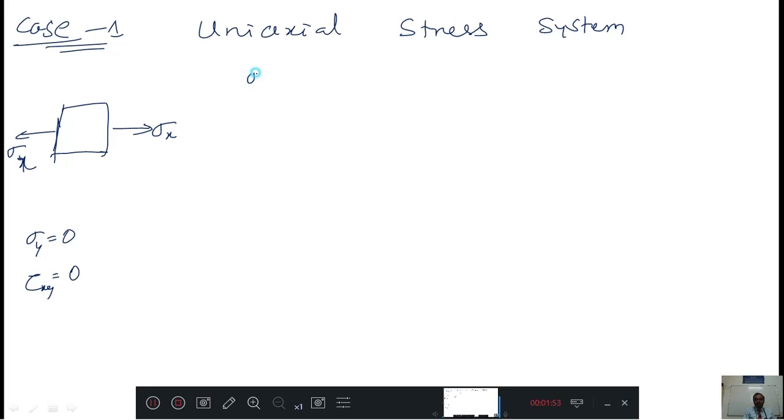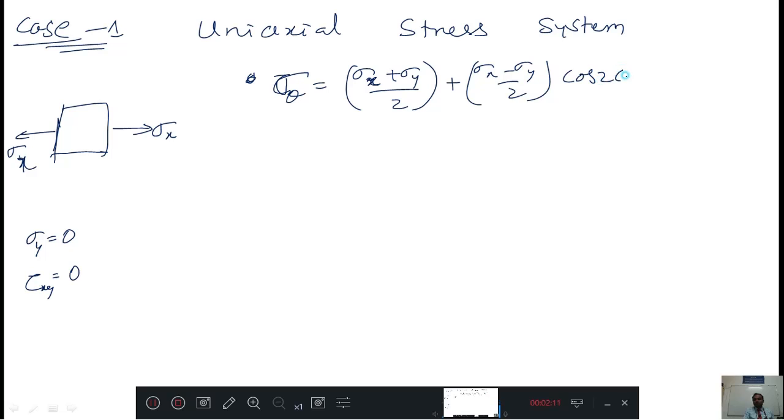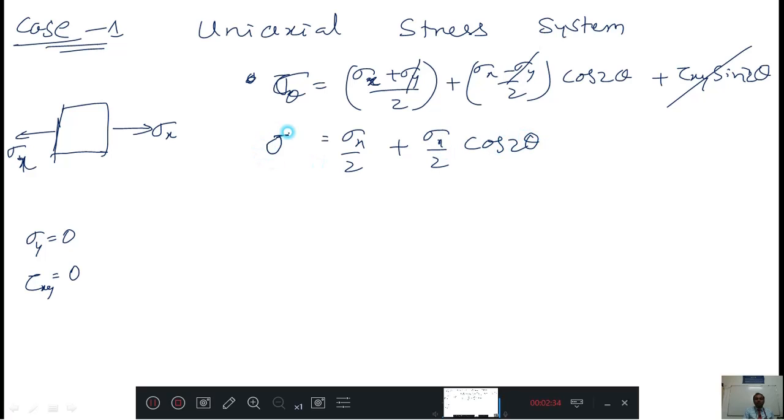Then you already know the sigma theta value. Sigma theta equals sigma x plus sigma y by 2 plus sigma x minus sigma y by 2 cos 2 theta plus tau xy sin 2 theta. In this equation, I don't have the sigma y value and I don't have the tau xy value. Therefore, I get sigma x by 2 plus sigma x by 2 cos 2 theta. This becomes your sigma theta equation.